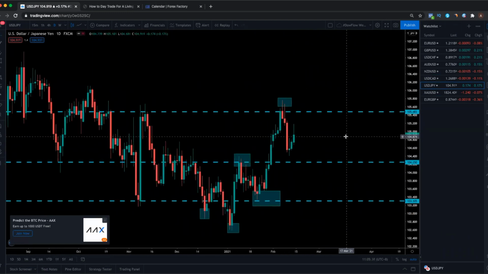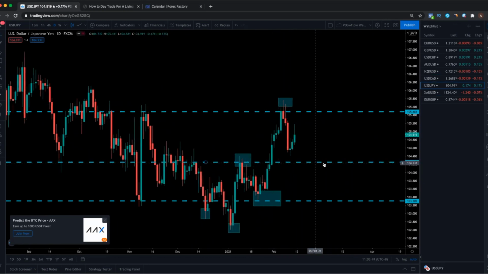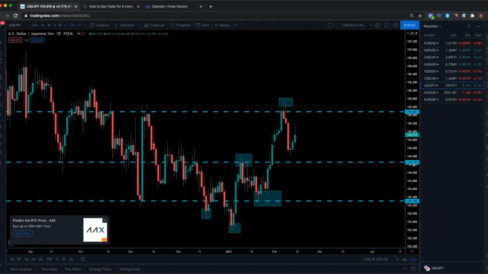So you want to lean towards longs, okay? You do not want to be shorting. Now, for longs, we have two key levels to buy it. It could be this 104.25 level or the 103.3 level.